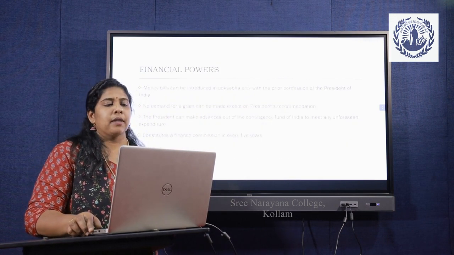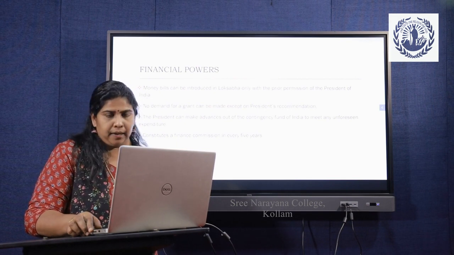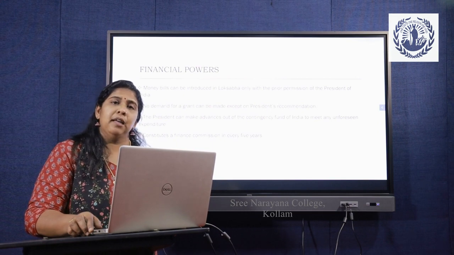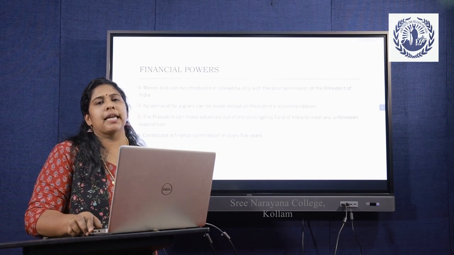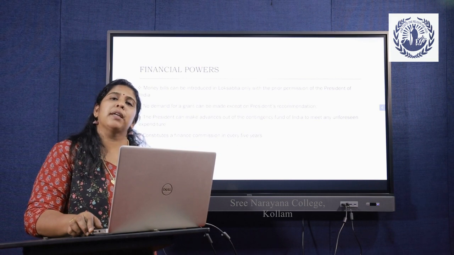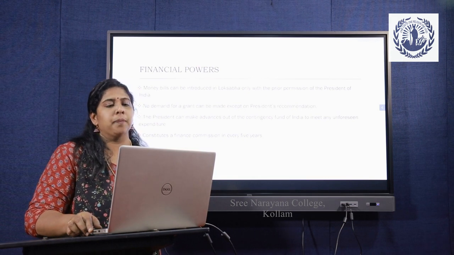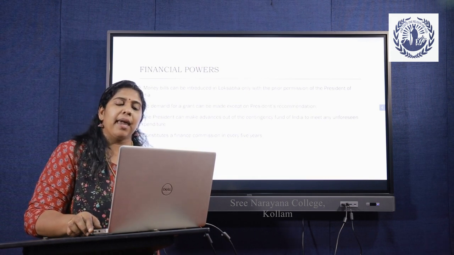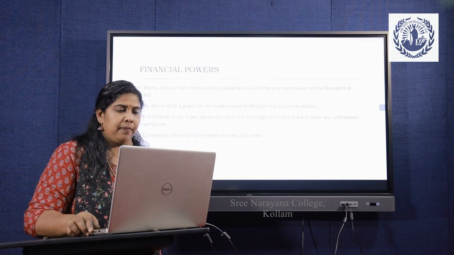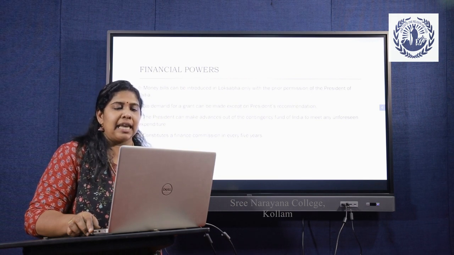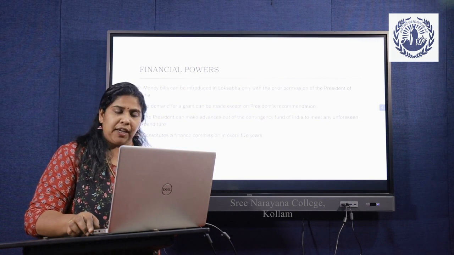About financial powers, money bills can be introduced in Lok Sabha only with the prior permission of the President of India. Any other bill can be introduced in any of the houses of the Parliament, but money bills can be initiated only in Lok Sabha, and that also with the prior permission of the President of India. No demand for a grant can be made except on the President's recommendation. The President can make advances out of the contingency fund of India to meet any unforeseen expenditure. He constitutes a finance commission every 5 years.